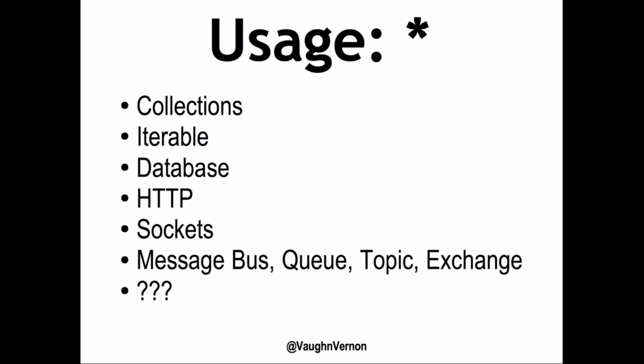How are streams used? Well, you can use streams in many different ways. You can stream over simple collections or iterables that are used in your model, your bounded context. You can stream on databases. You can stream on HTTP. You can stream on sockets. You can stream on a message bus, queue, topic, exchange. There are many different ways that you can stream, and we continue to add new kinds of streaming support to VLINGO.